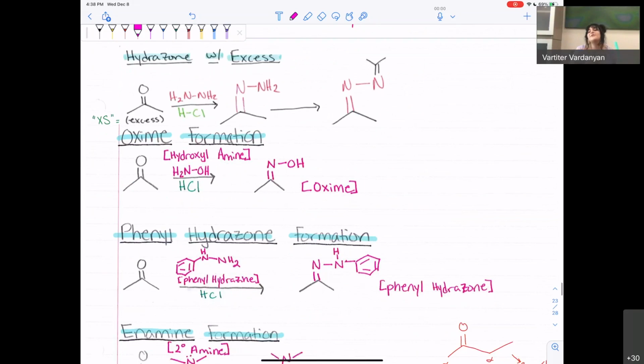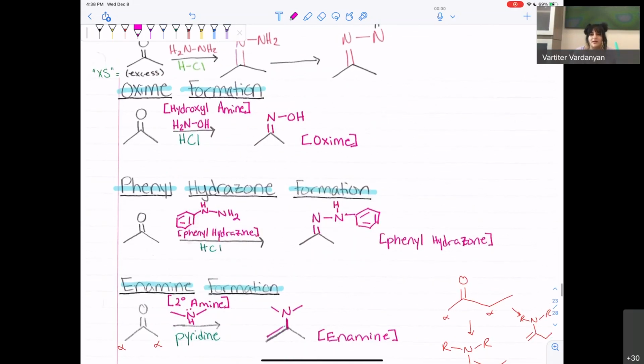So the oxime formation, we react a hydroxylamine with a ketone and we add a nitrogen to the carbonyl and it has an OH as a substituent. The reason you use the NH to attack is because nitrogen is a better nucleophile than oxygen.